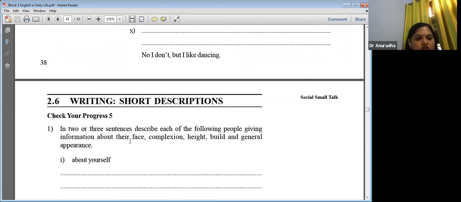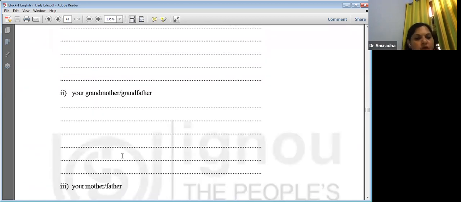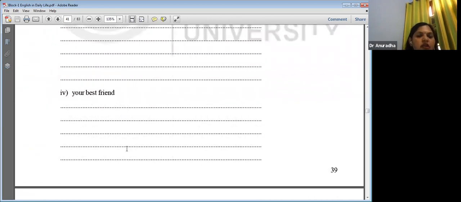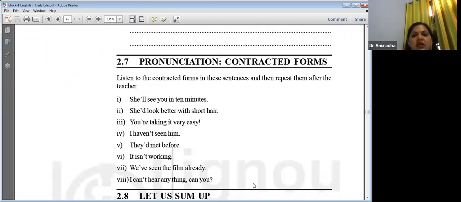Okay, write short descriptions. You can answer about yourself, about your grandmother, your mother, your father. And next is pronunciation, contracted forms. Listen to the contracted forms. For example, she'll, it will come here, okay? She'll see you in 10 minutes.